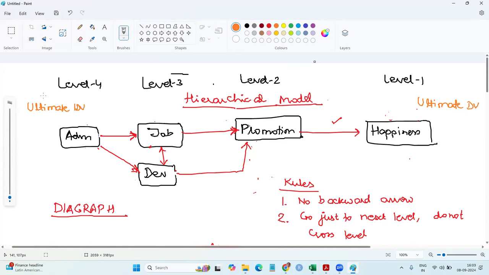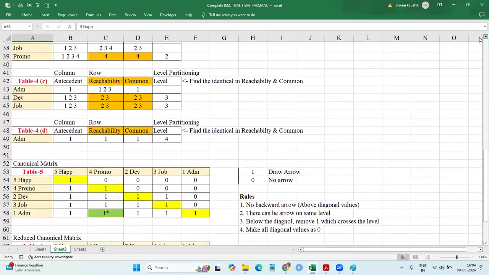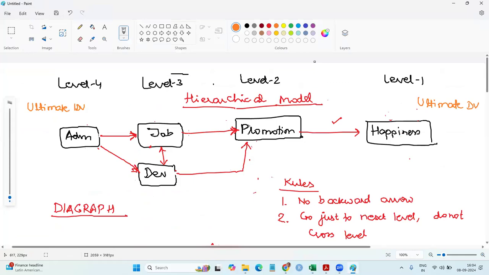How to reach the number of arrows? Okay, number of arrows, basically look at this table number 5. From table number 5, 3-4 rules are there. So for the number rule, make all diagonal values as 0. Okay, so this is self-explanatory. Make the diagonal as 0. Now we are out of those calculations. It makes no sense. No backward arrow. Backward arrow means from happiness we cannot go anywhere because it is at level number 1. Level number 1 means this is on the extreme right hand side. No arrow can go back.